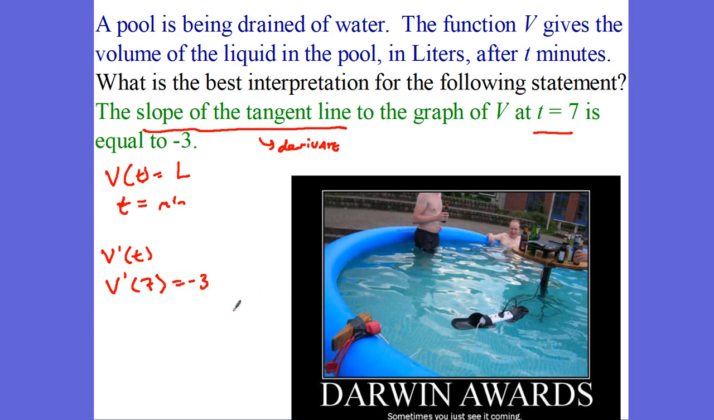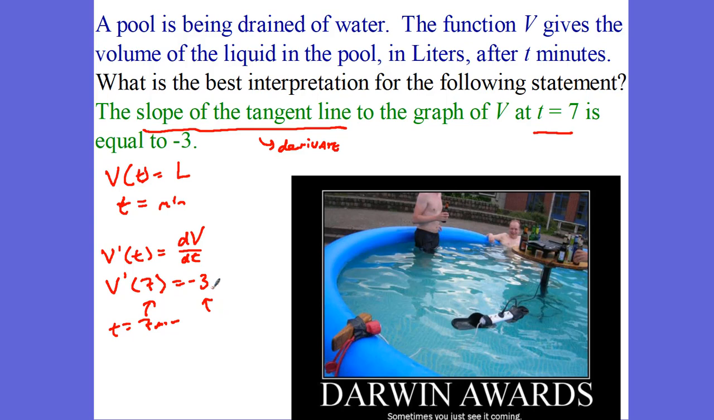So what is that saying? V prime of t is the change of your volume with respect to time. Okay, so at time equals 7 minutes, actually, not the volume is negative 3, the change of the volume with respect to time, how fast this volume is coming out, is negative 3. Now, what does that negative mean in context? It means it's draining. It's getting less and less and less.